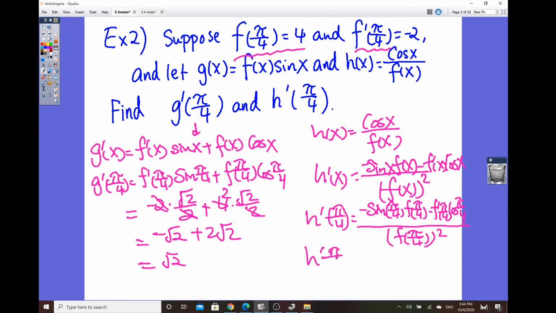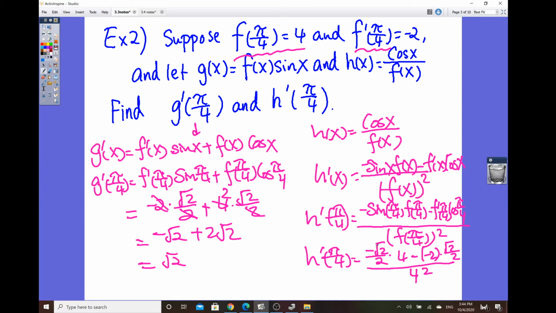So eventually, this one is going to be what? Negative root 2 over 2, because sine of pi over 4 is root 2 over 2, negative. We just want to carry that over. And f of pi over 4, that's 4, so pretty much using the same quantity. And then f prime of pi over 4, that would be negative 2 times cosine of pi over 4, root 2 over 2. And then all over f of pi over 4, so that would be 4, quantity squared.